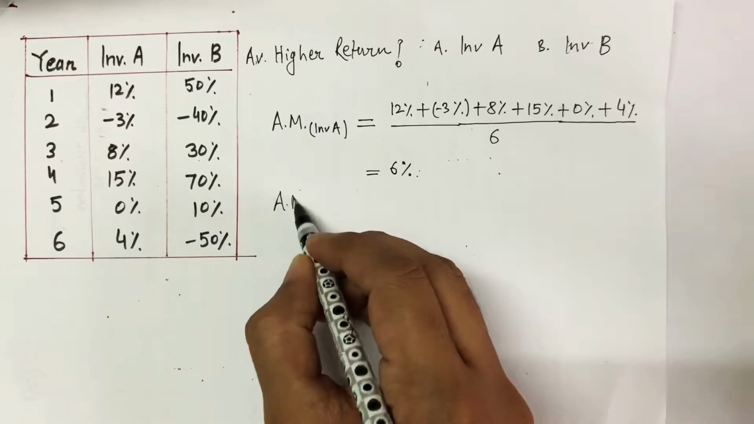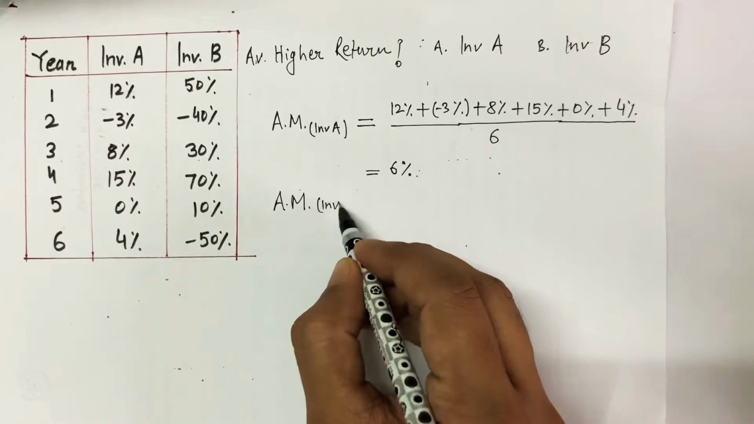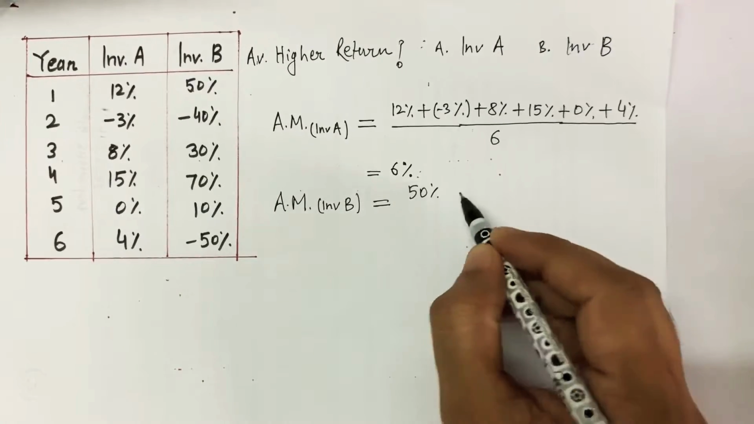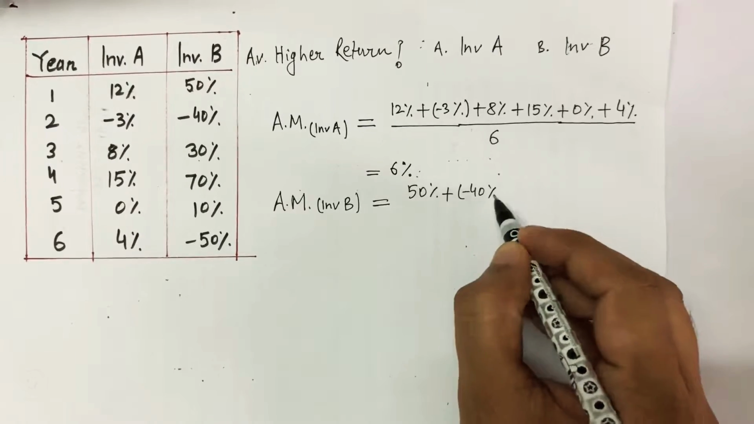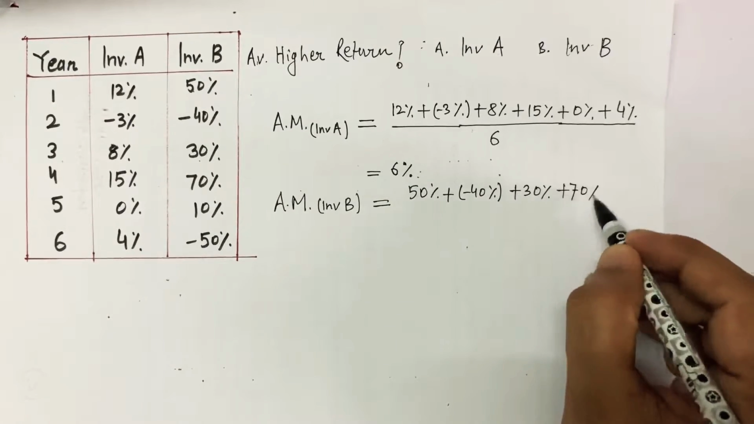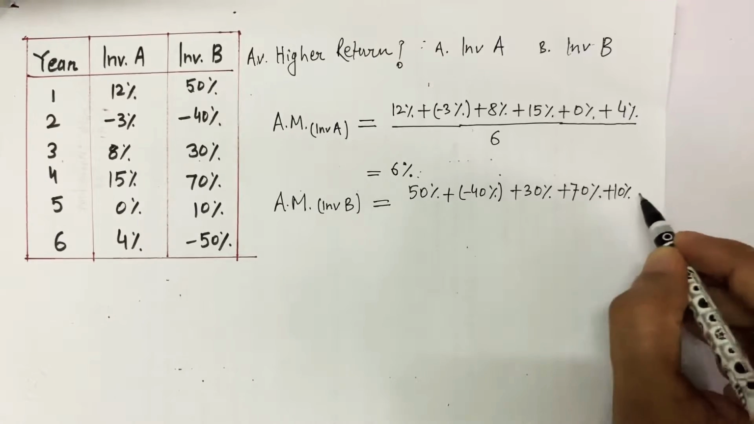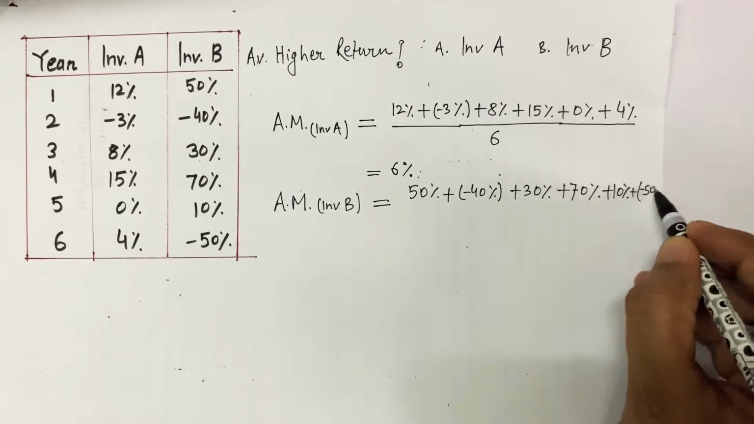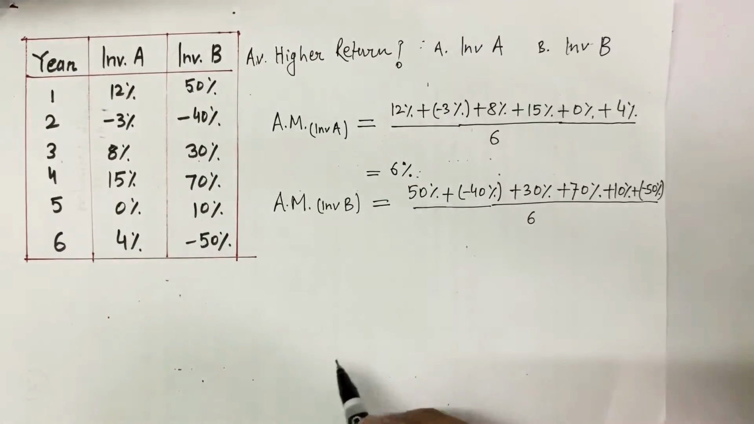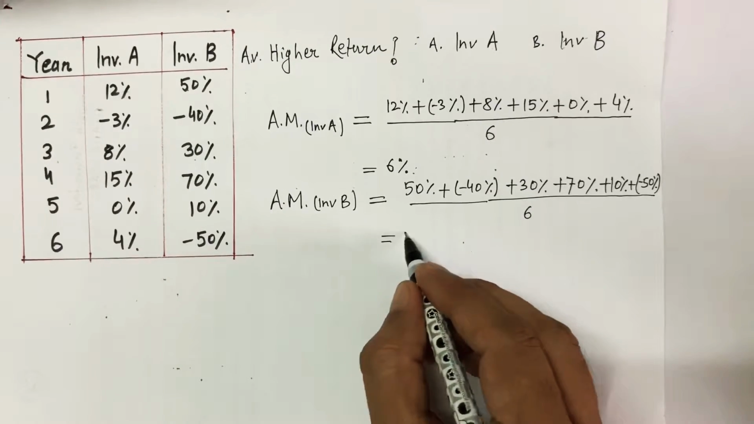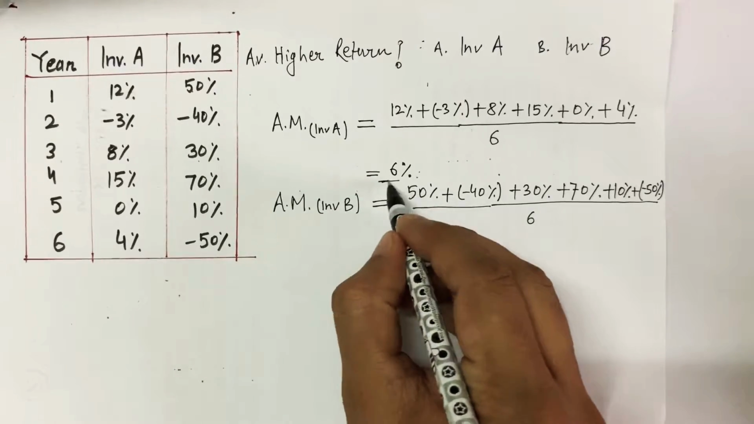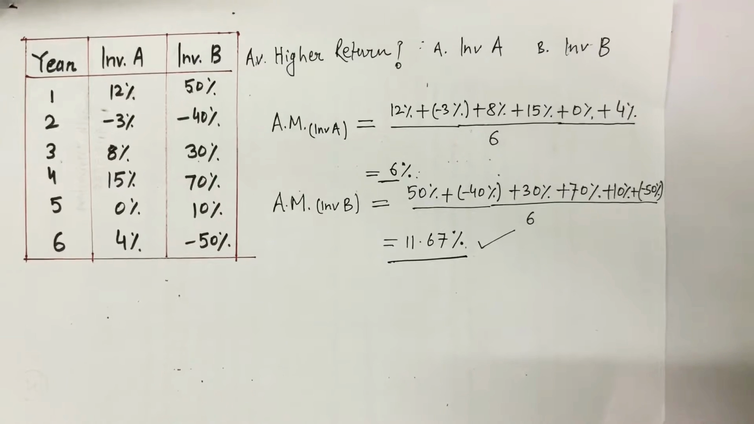Now I'm going to calculate arithmetic mean for investment B. I'm going to use the same process once again. It's going to be 50% plus -40% plus 30% plus 70% plus 10% and plus -50%, and that is supposed to be divided by again 6. And when I solve this, I'm going to get 11.67%. So arithmetic mean clearly suggests that investment B is going to give me higher returns.